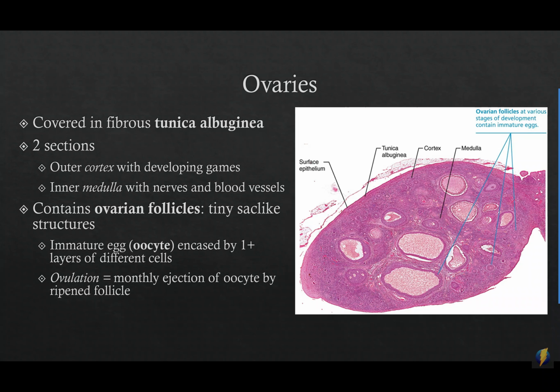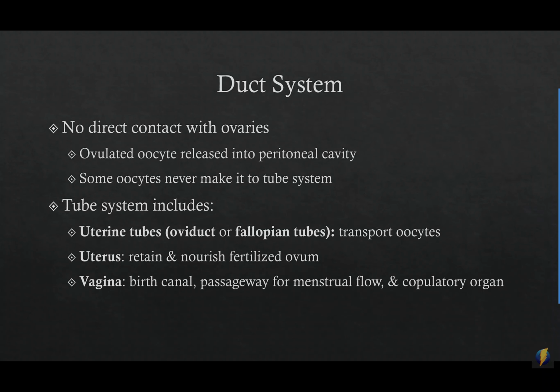But essentially every month, one of these oocytes will be ejected from a follicle that has fully ripened. The oocyte gets spit out of the ovary. And that is ovulation, which occurs monthly.